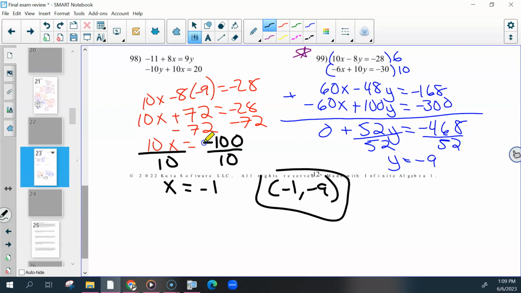Wait, what is x equal to? 10? Yes, I don't know why. Yes, that's what it should have been. I just saw one of the zeros go away and not the other.